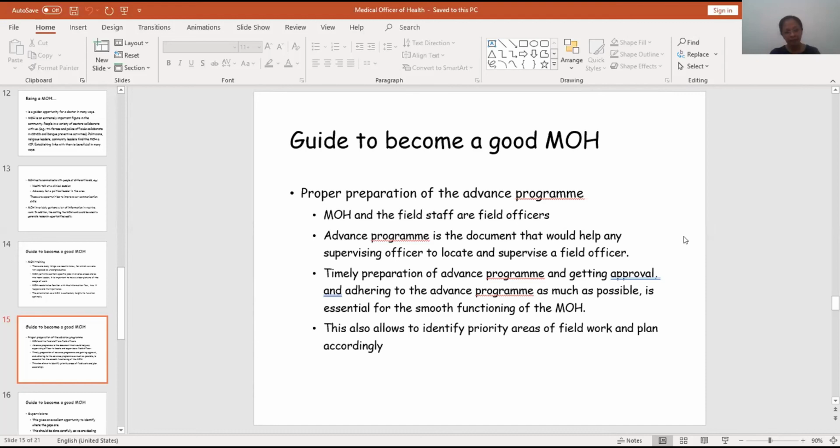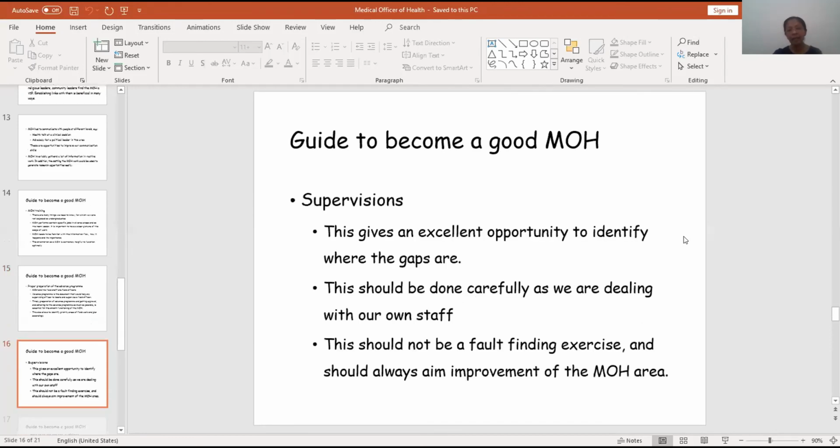And all the others on your staff have to submit their advanced program to you before the 25th. You are the person who is supposed to approve their advanced programs. The advanced program is the document that helps a supervising officer to locate and supervise a field officer. Timely preparation will help the smooth functioning of the MOH, and it also allows you to identify priority areas of fieldwork and plan accordingly.